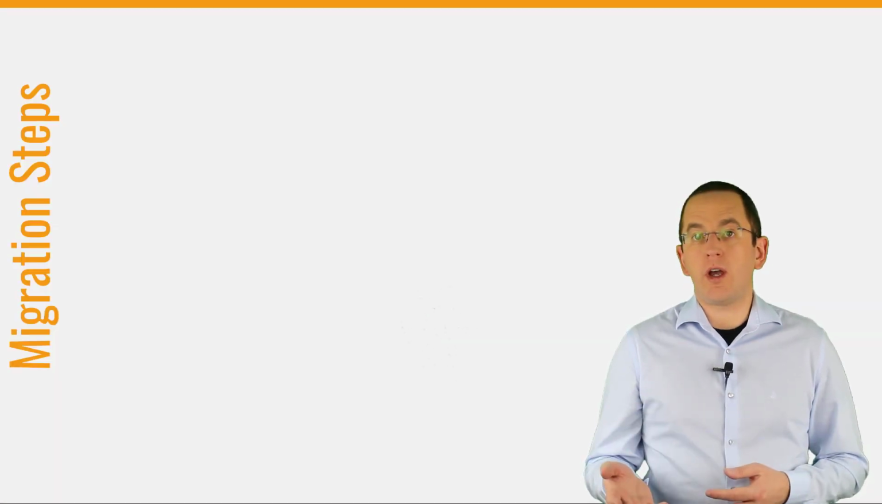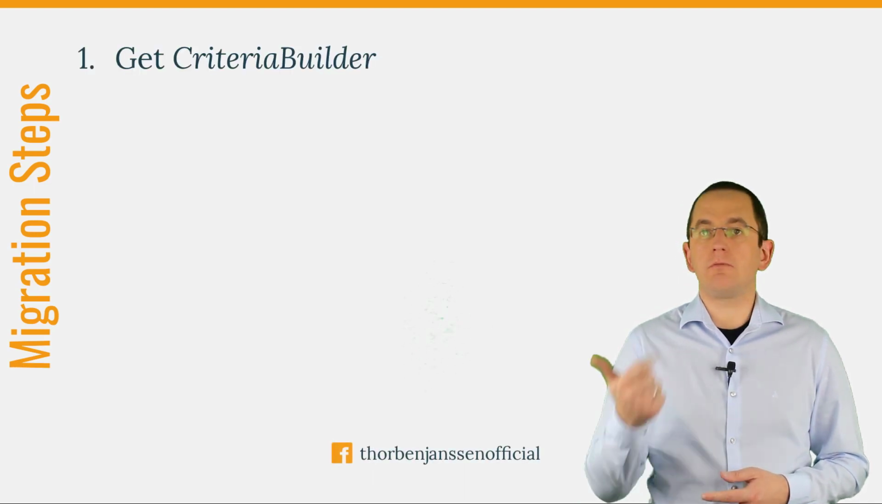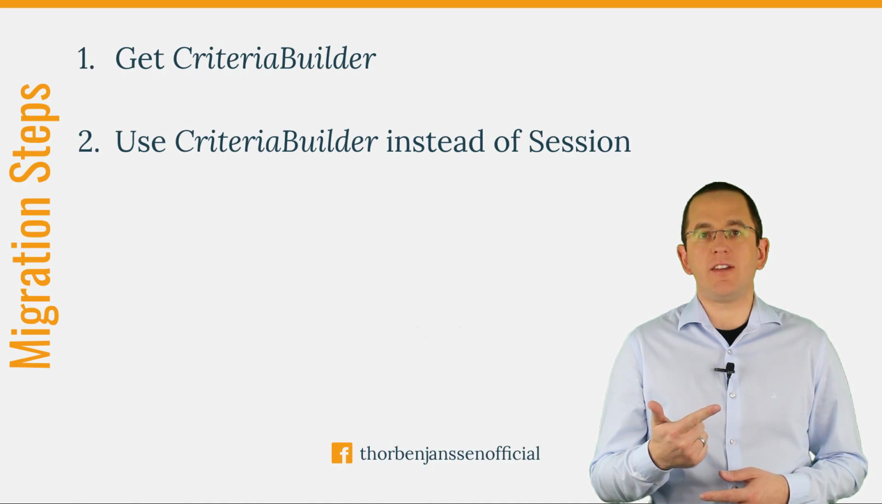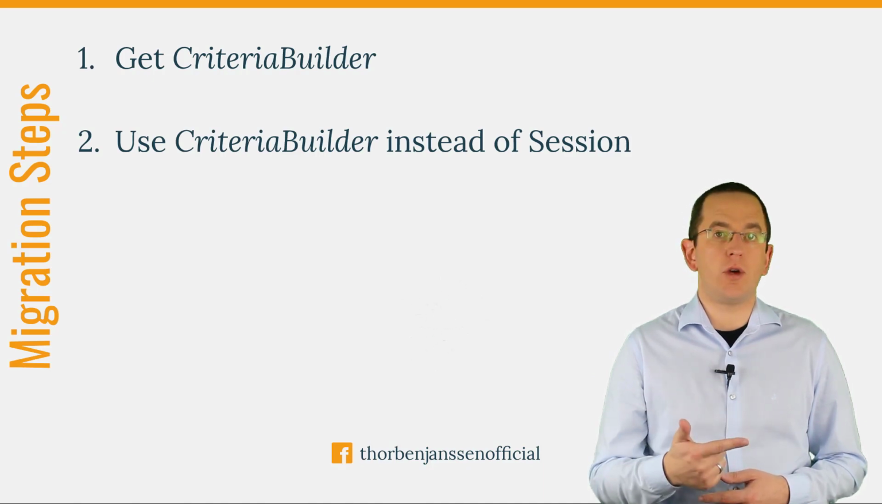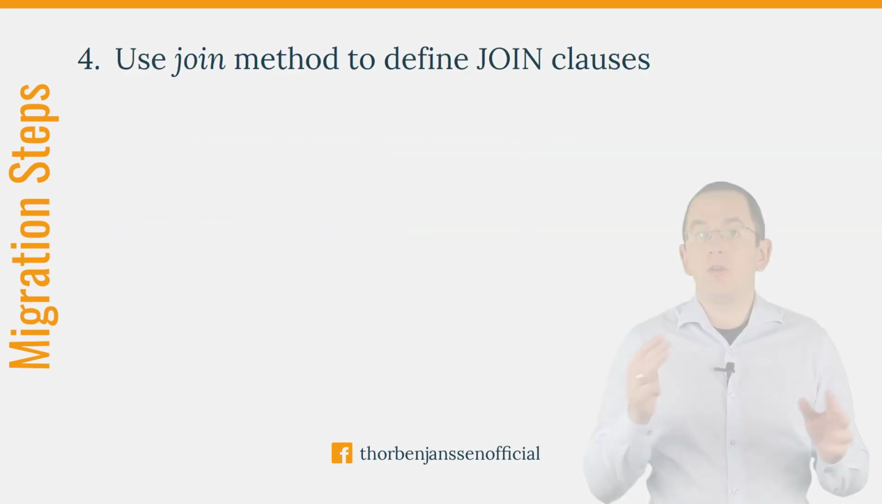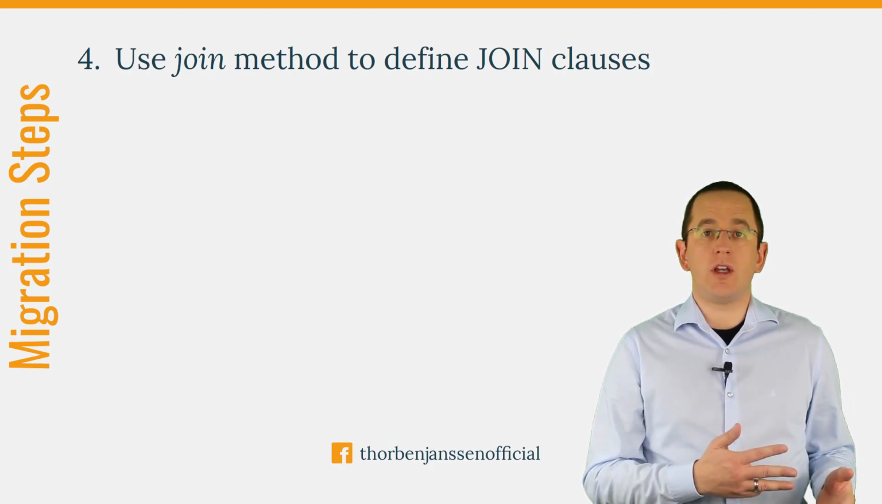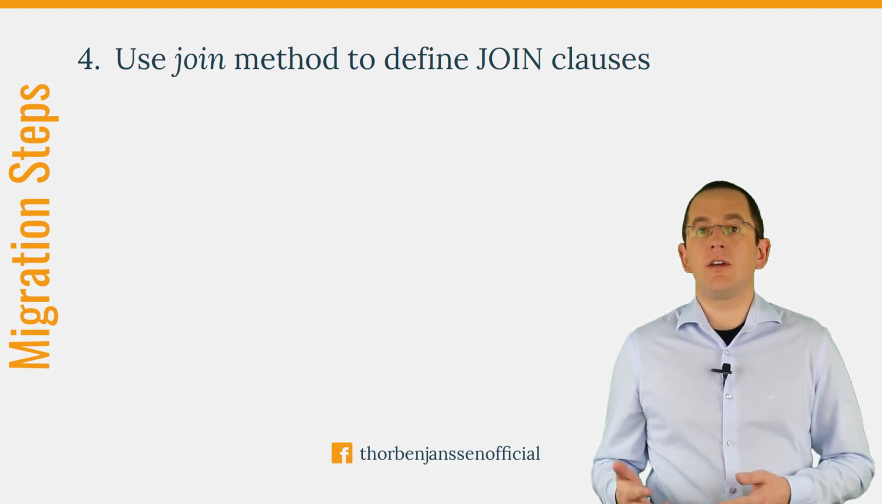We can group the required steps as follows. Get a Criteria Builder before working on your query. Use Criteria Builder instead of Hibernate's session interface to create your criteria query. Call the from method on your criteria query to start defining your from clause. Use the join method of the root interface to define join clauses instead of create criteria or create alias.